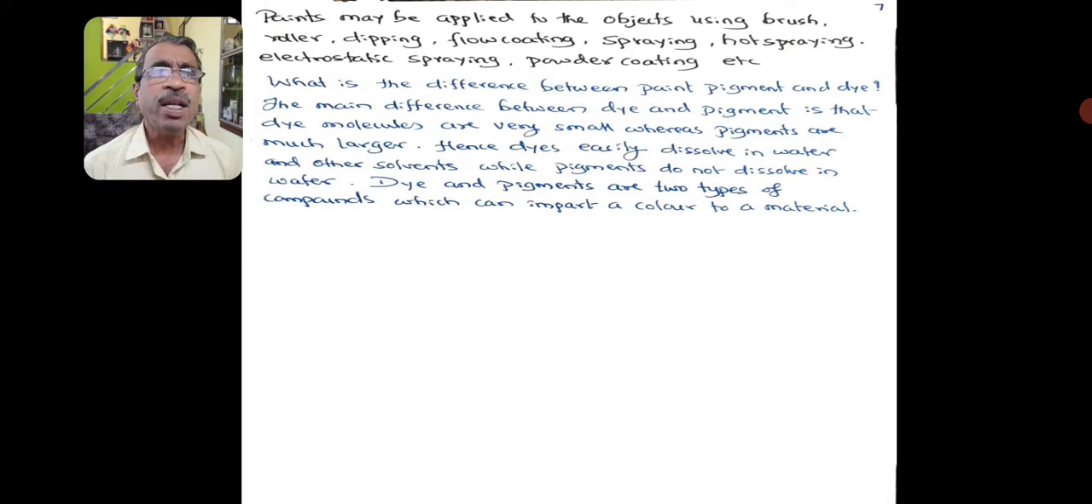Let us now see the difference between a paint pigment and a dye. The main difference between a dye and a pigment is that dye molecules are very small, whereas pigments are much larger. Hence, dyes easily dissolve in water and other solvents, while pigments do not dissolve in water. Dyes and pigments are two types of compounds which can impart a color to a material.